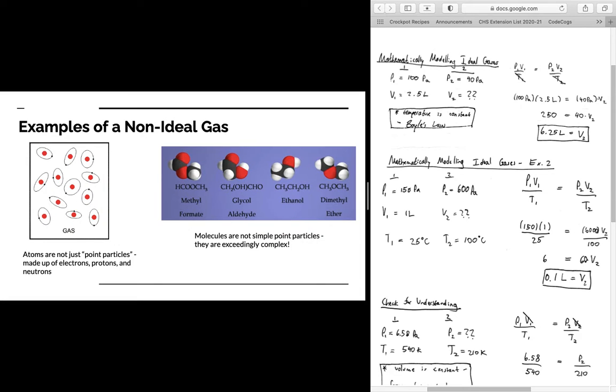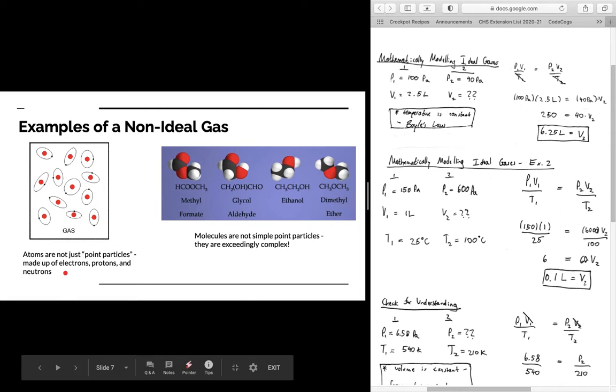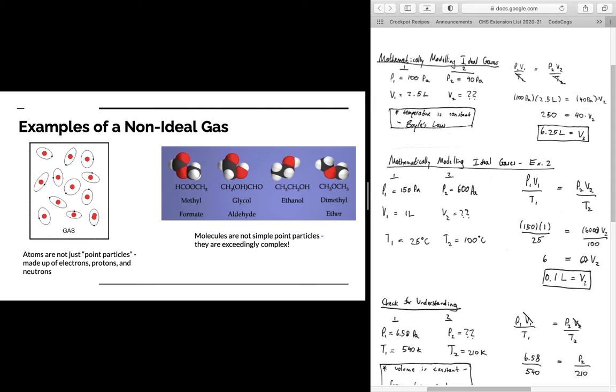Some examples of a non-ideal gas: atoms are not just point particles. They're made up of electrons, protons, and neutrons. And even then, we'll see as we get to quantum theory that this planetary model of the atom is not exactly what's going on. And then we have molecules.